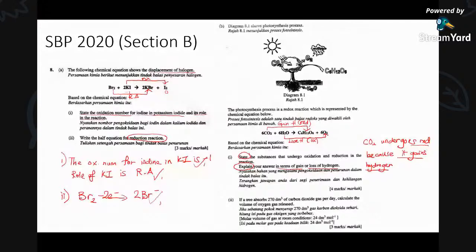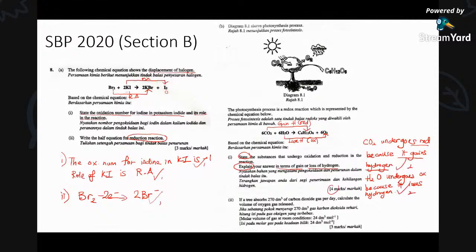You already state reduction and you already explain why it undergoes reduction. And then you can say water undergoes oxidation because it loses hydrogen. So you'll get 4 marks. 2 marks over here, another 2 more marks over here.